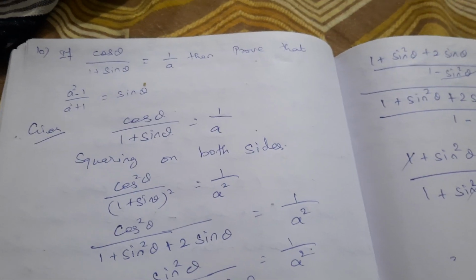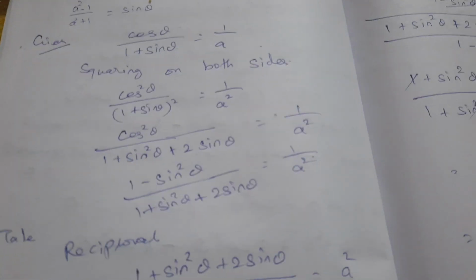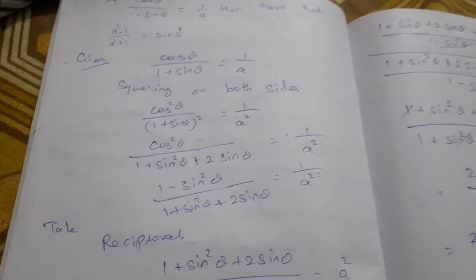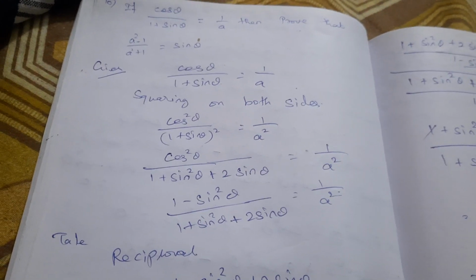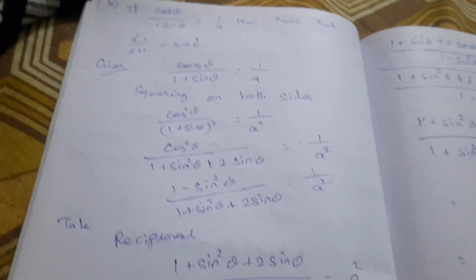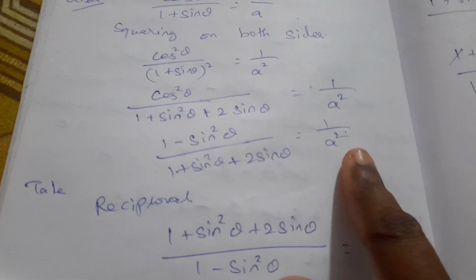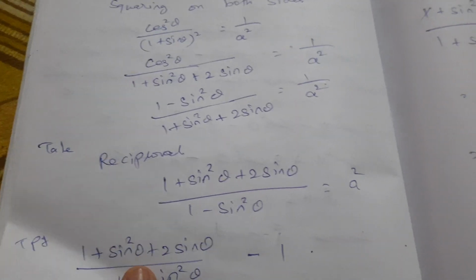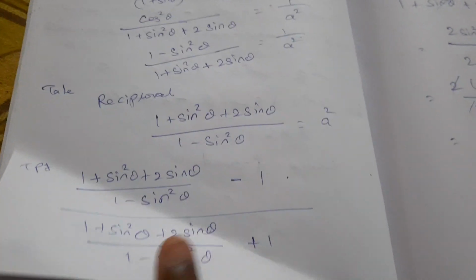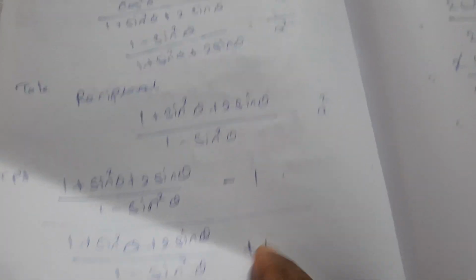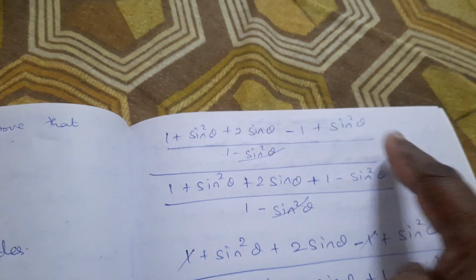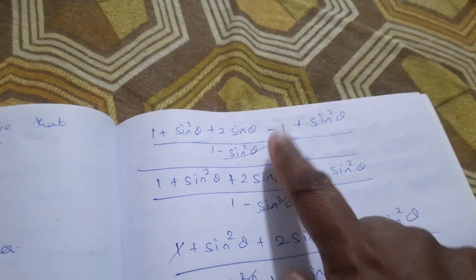Solve carefully, because 1 by a is converted to a squared. First we take the squaring on both sides, then we get the reciprocal. Then 1 by a is changed to a squared. So now we get the a squared value. Then substitute in (a squared minus 1) by (a squared plus 1). Then the LCM is taken, so we get this value. The same denominators are also cancelled.